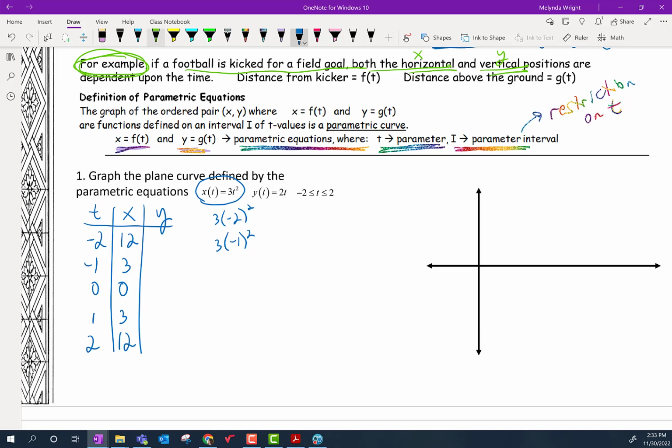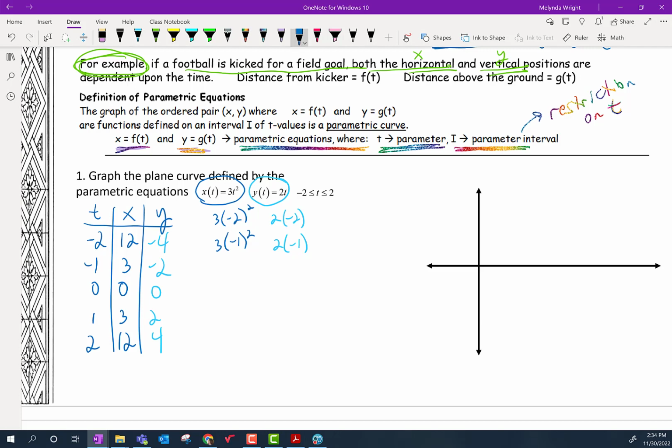So let's do our y. Let's work on the y components. So I'm going to plug in the t of -2 where the t is. That gives me what, a -4. Then I'm going to plug the t of -1 in. That gives me what, a -2. Then 2 times 0 is 0. 2 times 1 is 2, and 2 times 2 is 4. Okay, so there's our T-chart.